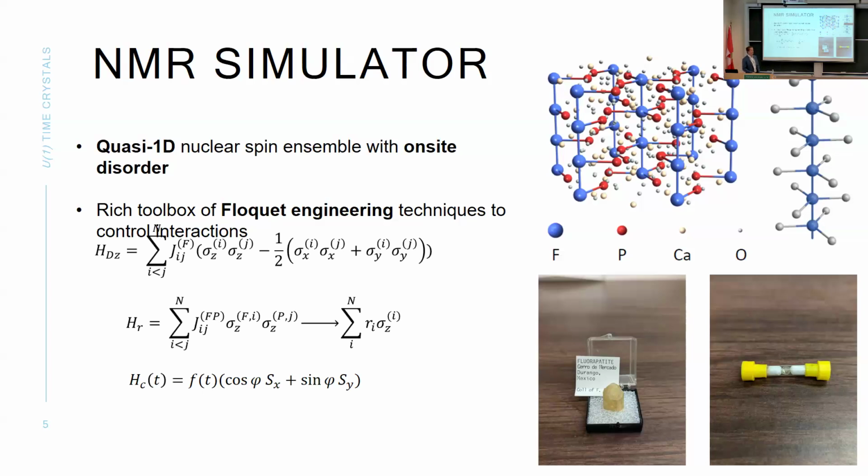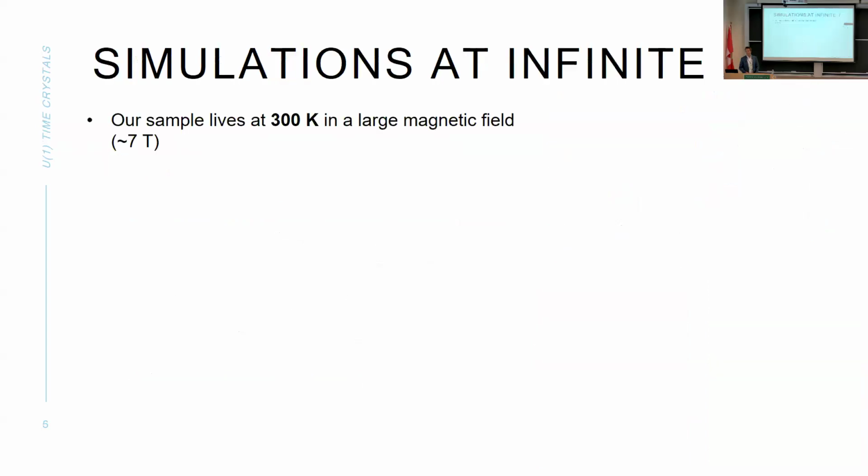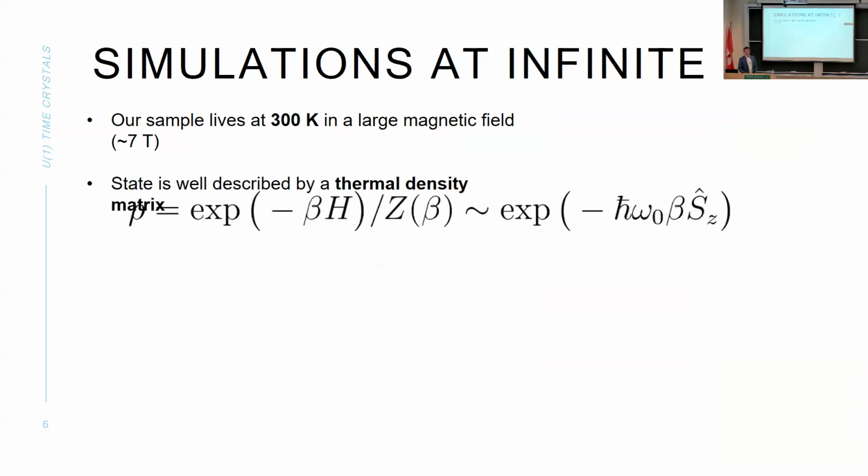And our interactions, the dipolar Hamiltonian, is essentially an Ising-like term with a flip-flop-like term that goes as 1 over r cubed. But in one dimension, you'll note that 1 over r cubed falls off fast enough that it's effectively nearest neighbor coupling. So additionally, our simulations happen at infinite temperature. And no, I'm not heating the system up to a plasma. Rather, we're sitting at 300 K in a large magnetic field of 7 Tesla.